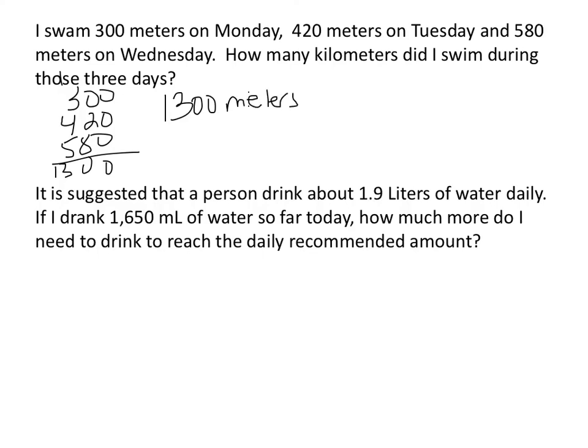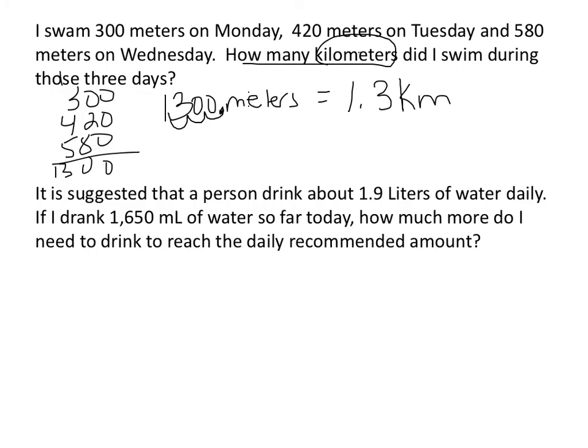But that's not what the question is asking. It's asking how many kilometers. Well, there's 1,000 meters in a kilometer, so we're moving from smaller to bigger, so we're going to divide. Meters is 3 away from kilometers, if you go to your table. So we go 1, 2, 3. This is the same as 1.3 kilometers.